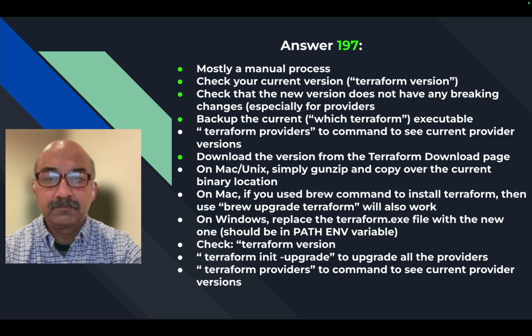And then you back up your current executable. On Windows or Mac or Unix, you can find out where the executable is by typing the which terraform command on Unix or Mac. I'm not sure where you find that in Windows, but anyway, just make a copy of the executable that you have and put it somewhere else in case you have to roll back. That's normal practice for any DevOps upgrades, right?